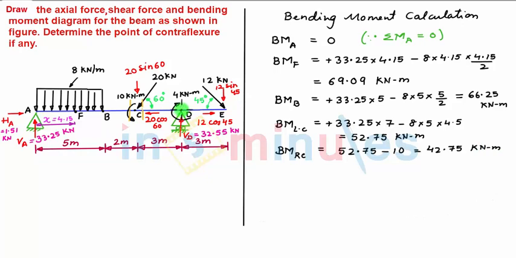Next we move towards point D. Now we see that at point D again there is a couple acting. So we'll take a section towards the left of D and right of D. By taking a section towards the left of D and very near to it, bending moment towards the left of D is given as plus 33.25 multiplied by the distance, which will be 5 plus 2 plus 3, that is 10 meter.